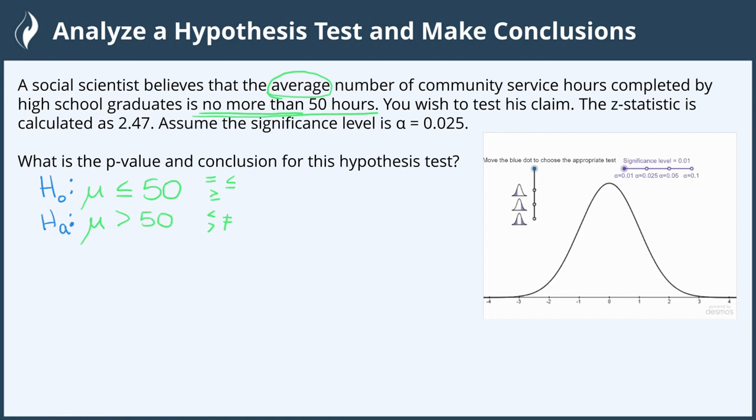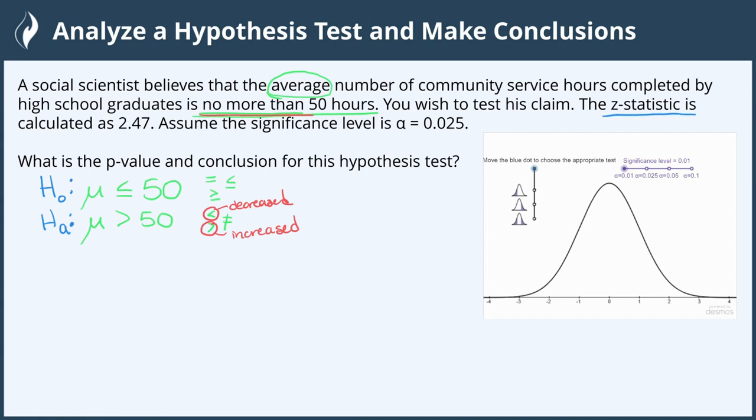If you're reading in your question and you see the word increased or decreased, then an increased is greater than and a decreased will be less than. And those will be in your alternative hypothesis. So if it is decreased, we have less than. If you have increased, it's greater than. In our case, we just have the phrase is no more than, and so we have our inequality in conjunction with the equal sign.